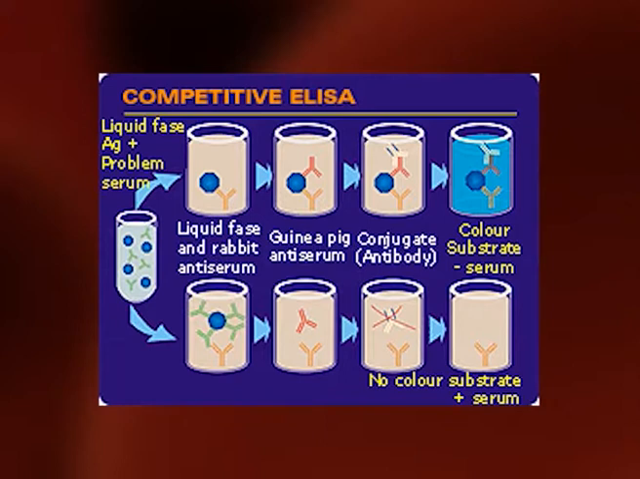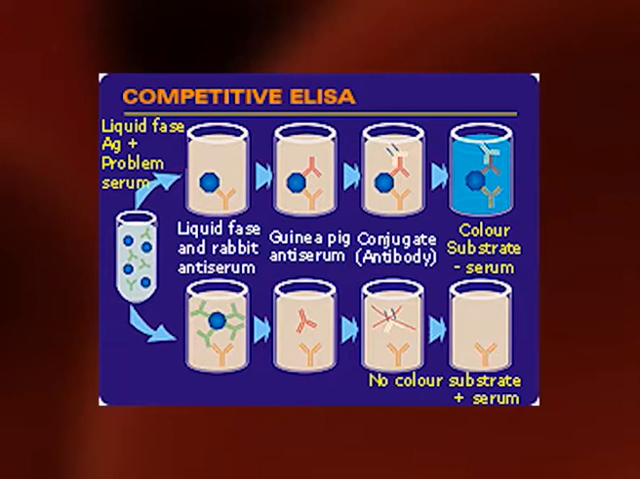In this test, the antibody is first incubated in a solution with the sample containing antigen. The antigen-antibody mixture is then added to the microtiter well which is coated with the antigen. The more the antigen present in the sample, the less free antibody will be available to the antigen coated well.